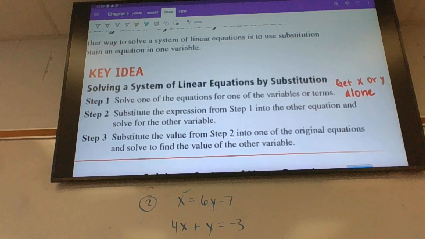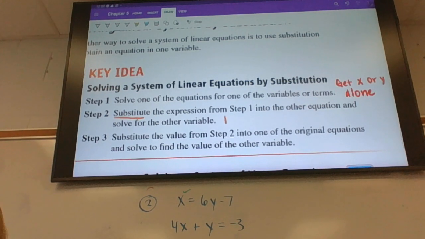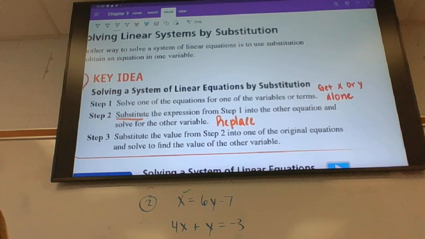All right, step 2. Substitute the expression from step 1 into the other equation and solve for the other variable. I think sometimes instead of the word substitute, replace. Replace the variable might be easier. Let me show you what I mean here.